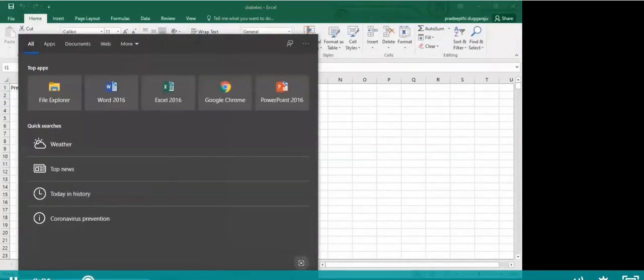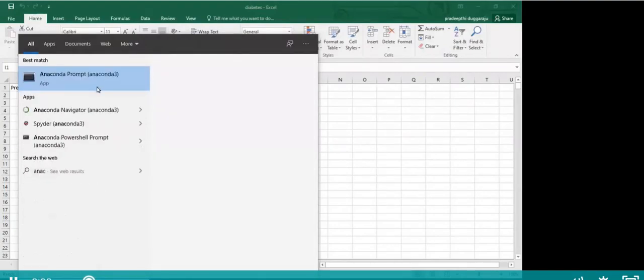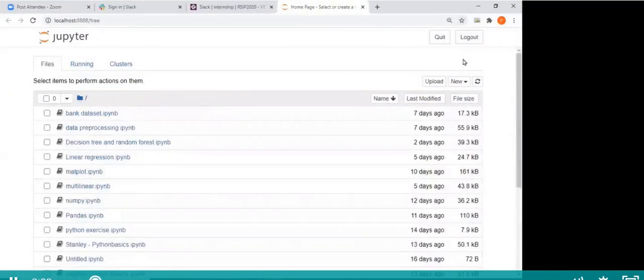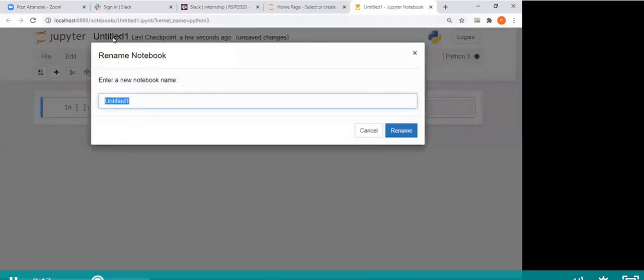Please open Jupyter notebooks, everyone. So guys, everyone open your Jupyter notebooks. Have you opened your Jupyter notebooks, guys?